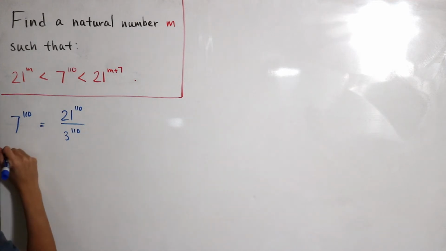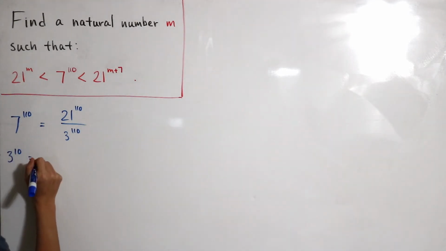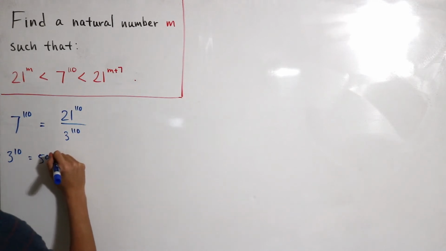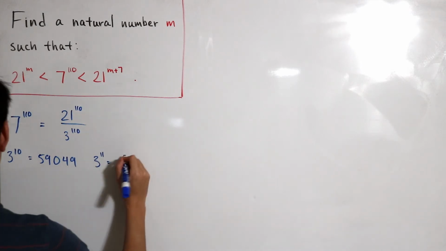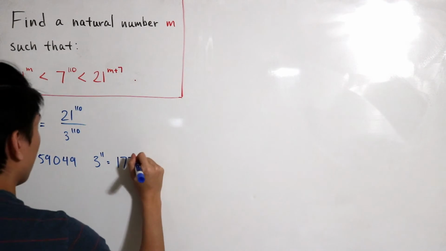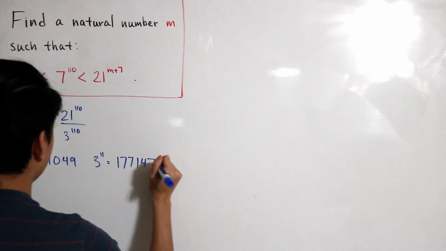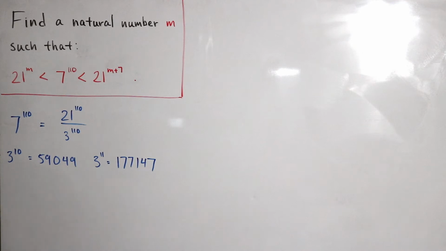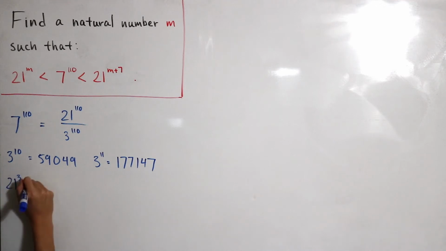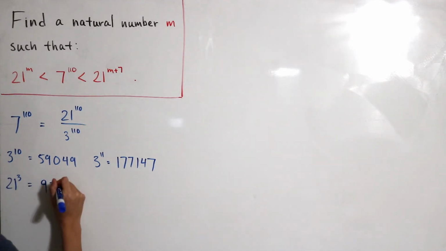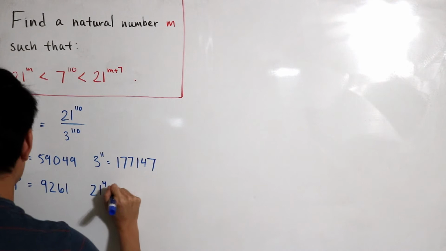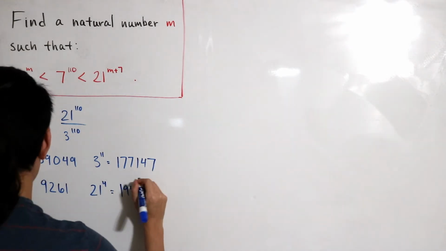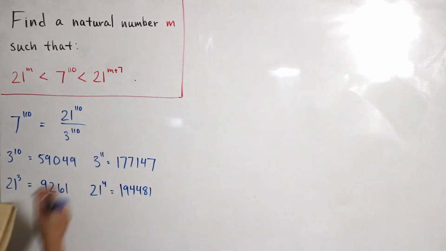So let's notice the following. We know that 3 to the power 10 is equal to 59,049, and then 3 to the power 11 is equal to 177,147. Another thing to put down is that 21 to the power 3 is equal to 9,261, and 21 to the power 4 is equal to 194,481.